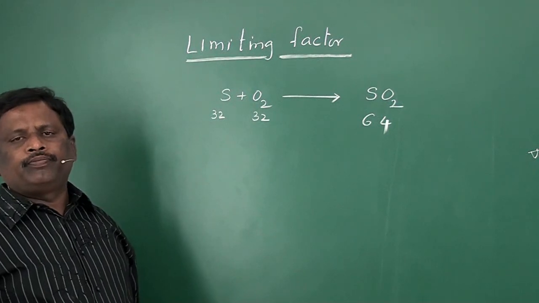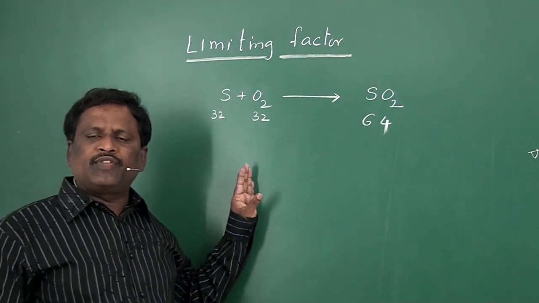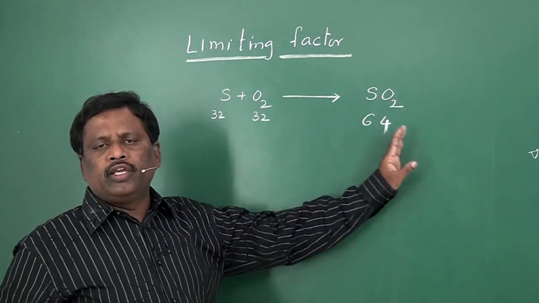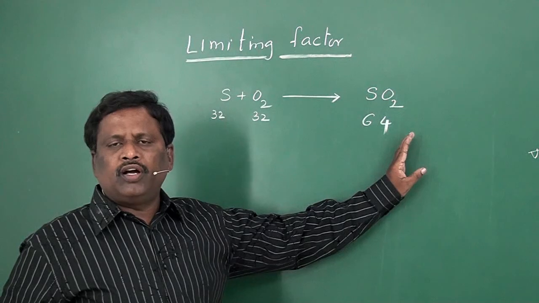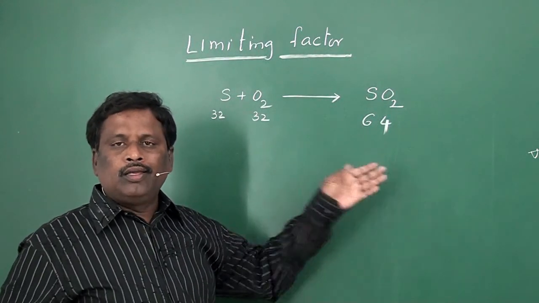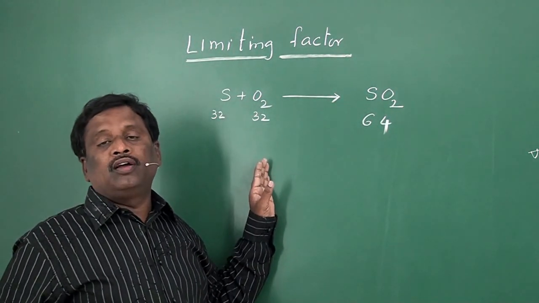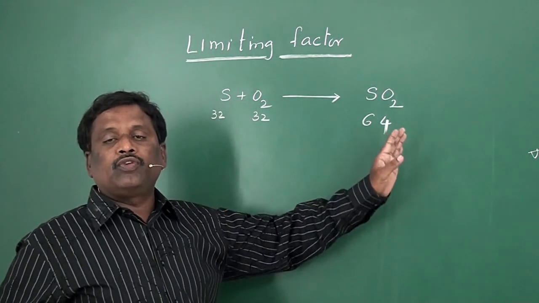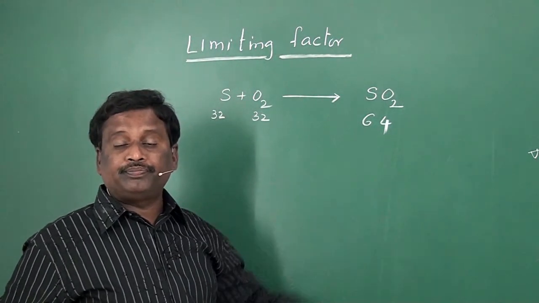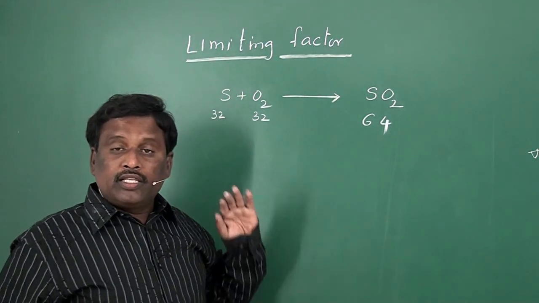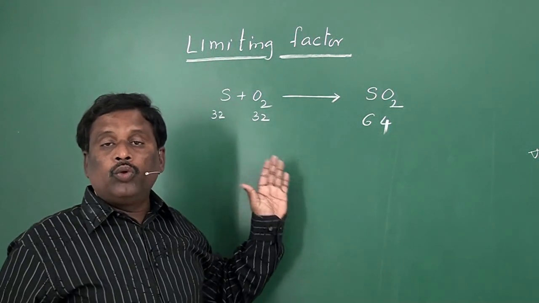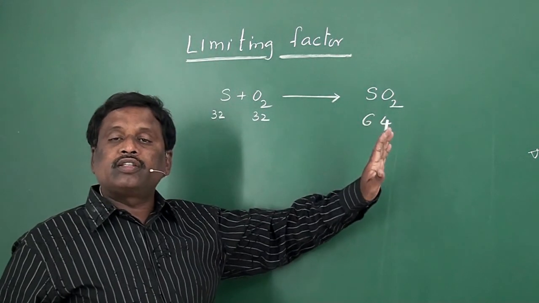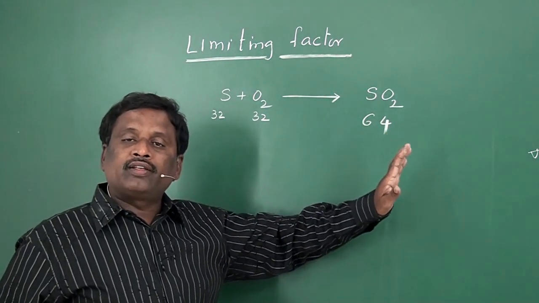Units means it may be 32 grams of sulfur will react with 32 grams of oxygen to give 64 grams of sulfur dioxide, or 32 kilograms of sulfur reacts with 32 kilograms of oxygen to give 64 kilograms of sulfur dioxide. Similarly, 32 tons of sulfur will react with 32 tons of oxygen to give 64 tons of sulfur dioxide.